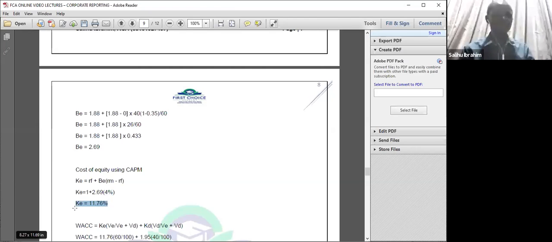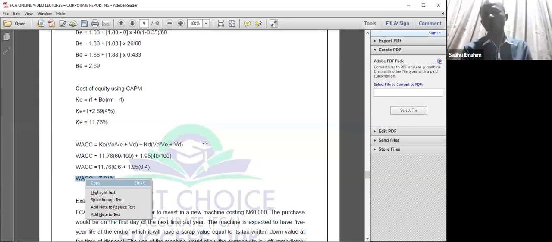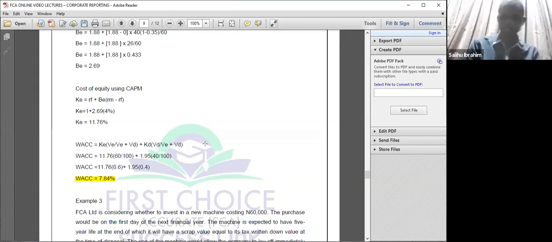My WACC is equal to cost of equity times value of equity over value of equity plus debt, plus cost of debt times value of debt over value of equity plus value of debt. So the cost of equity is 11.6. Now, value of debt and value of equity are going to be the ratio given to you. Now, my equity is 60, equity plus debt is 100. Cost of debt is 1.95. That's after tax. You know, they gave us 3% pre-tax, so you tax it: 3% into bracket 1 minus the tax rate. So I'm having 1.95 times 40 over 100. So when you evaluate that, we have 7.84%. That is what PPT should be using to evaluate investment projects, not 10%.